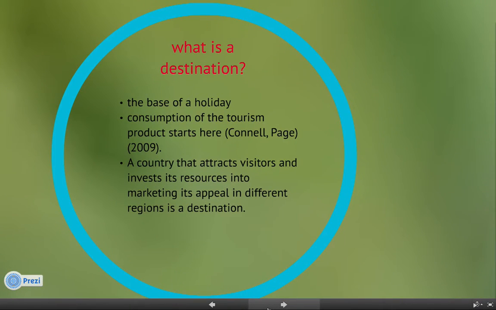What is a destination? The destination is the base of a holiday where the consumption of the tourism product starts. A country that attracts visitors and uses its resources to market its appeal or to market its attractions in other regions around the world can be classified as a destination.